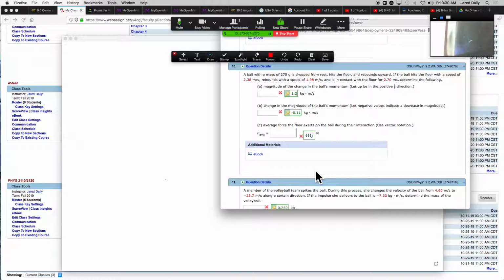So in number 10, you have a ball that's dropped and then hits the floor and rebounds. The ball hits the floor at this speed and then it rebounds with this speed, and the contact lasts 2.7 milliseconds. They want to calculate the change in momentum. Let's see. The magnitude of the change in the ball's momentum. And then it says the change in the magnitude of the ball's momentum. Those two things are the same, aren't they?